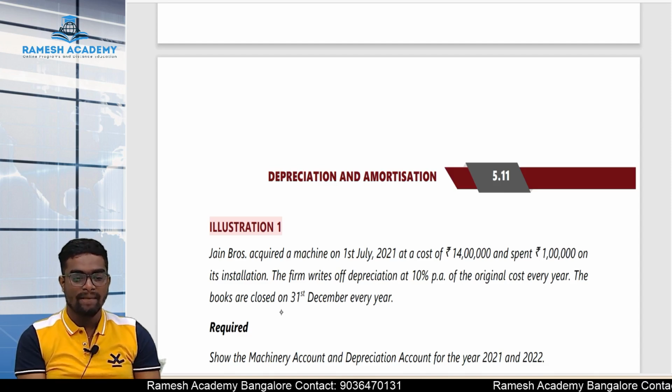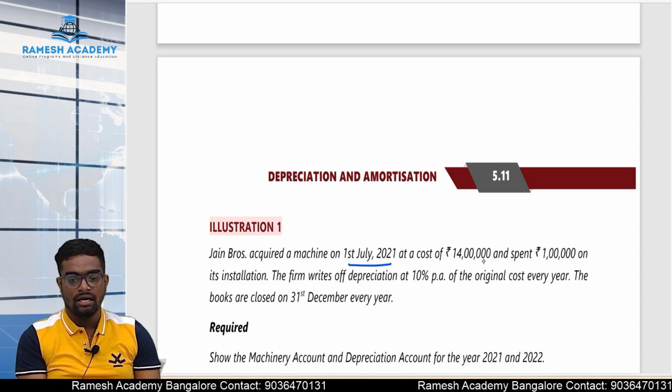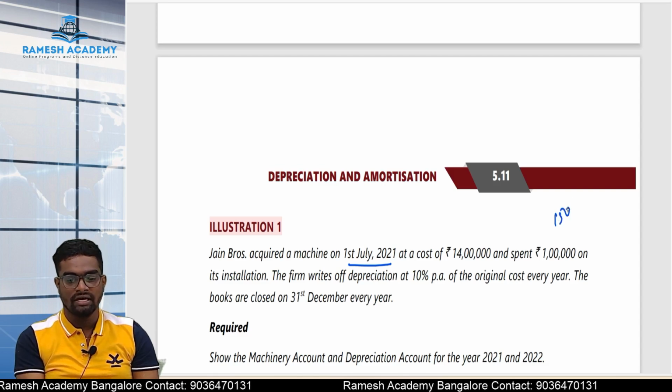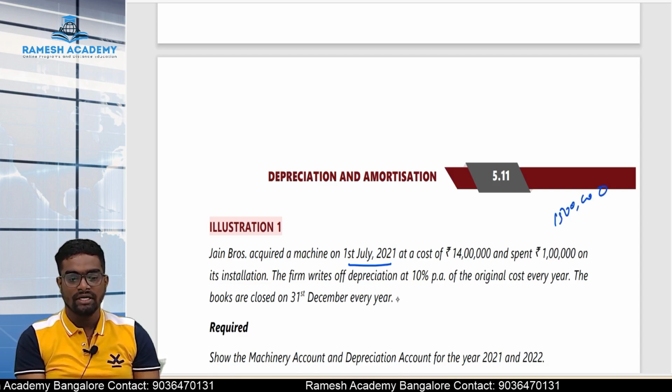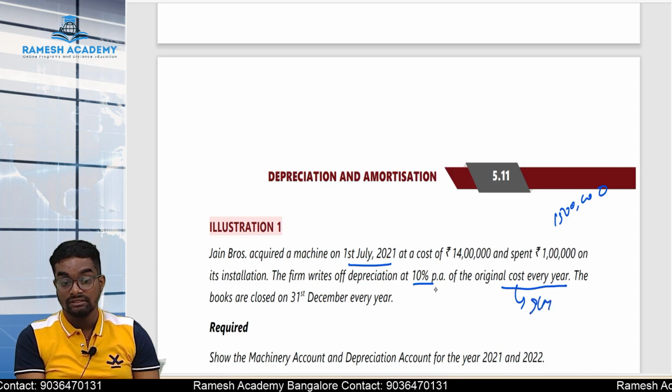Jane Bros acquired a machinery on 1st July, in between the year, at a cost of 14 lakh and spent 1 lakh on installation. Obviously total will be 15 lakh. The firm writes off depreciation at 10% on the original cost every year, which means this is the straight line method. They are charging 10% per annum of the original cost.